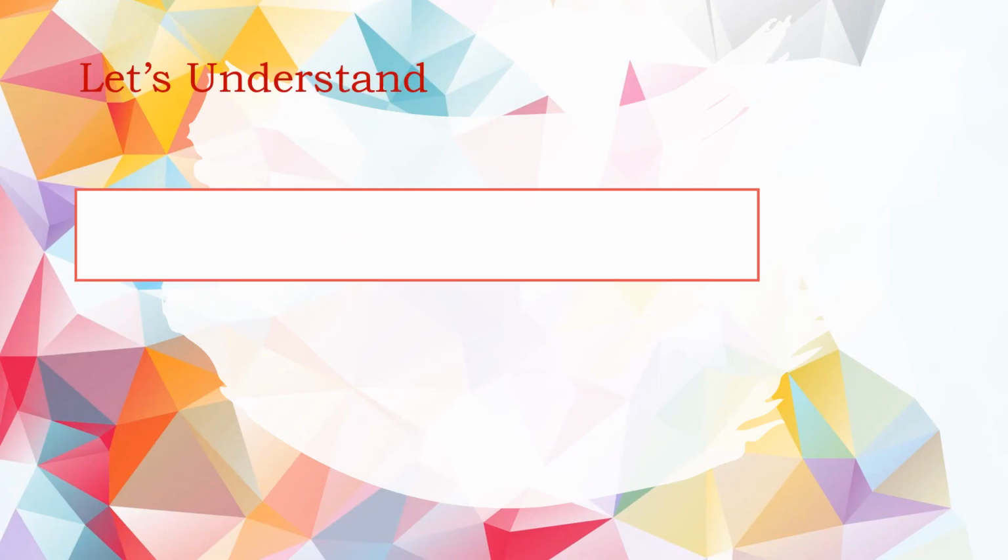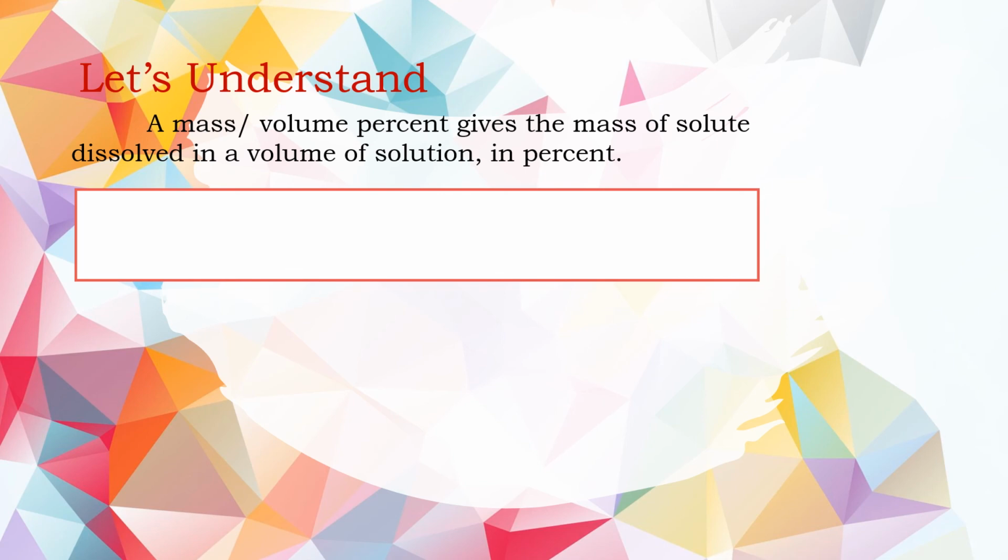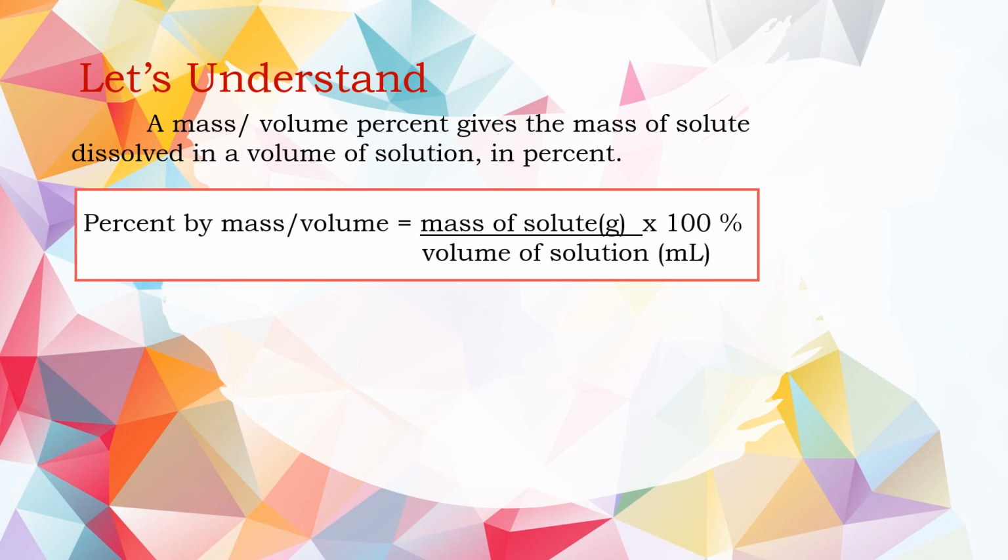Alright, so let's understand. A mass per volume percent gives the mass of solute dissolved in a volume of solution in percent. Okay, so the formula is here. We have percent by mass per volume, that is equal to the mass of solute in grams divided by the volume of solution in milliliters times 100%.